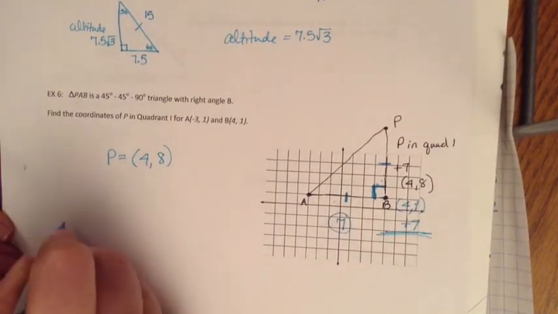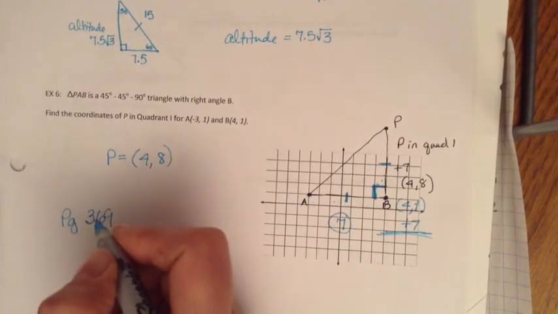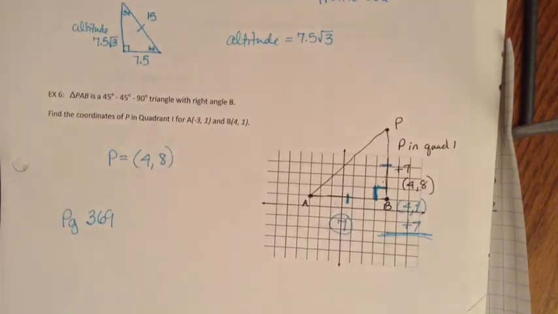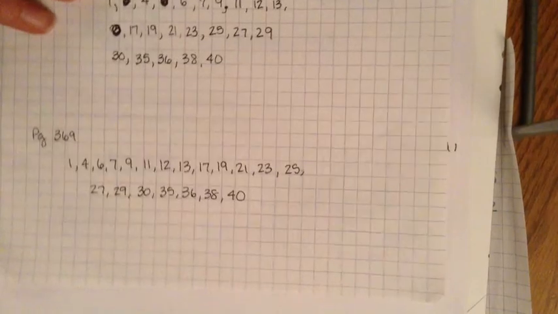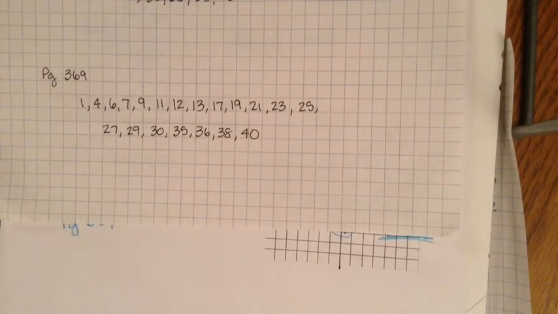All right, so your homework assignment for this lesson is page 369. It's a little bit different than what was on your notes, so I'm going to slide that in there. Page 369, and you can see what that is.